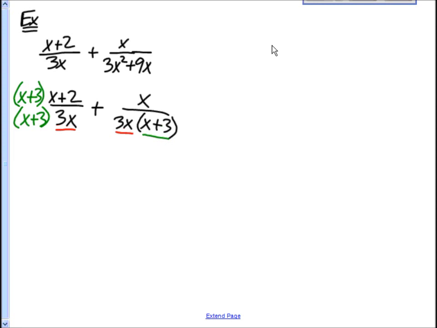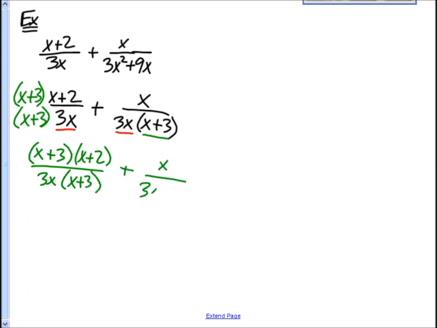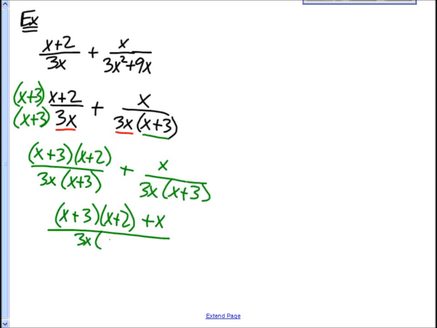So you notice now they both have 3x and they both have x plus 3. So we now have forced a common denominator. So let's write it. X plus 3 times x plus 2 all over this 3x times x plus 3. And then we got plus x over this common denominator. Now with that common denominator, I can write it as one rational expression. So x plus 3 times x plus 2 plus this x all over our common denominator.